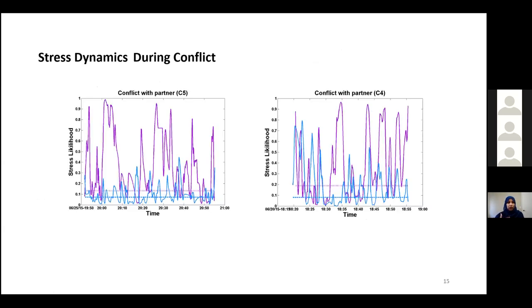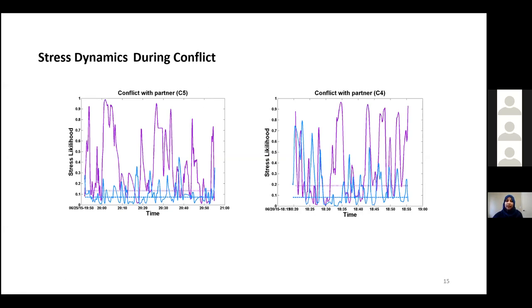Now, I will show some examples of how our physiology varies, or what the stress dynamics look like. So these are two examples from our participants who were involved in a conflict with their romantic partner. And this is the probability of stress at that moment. So we saw that this is partner one and this is partner two. The two colors show the two partners. And the purple color shows the probability is like one. She or he was highly stressed at that moment. And in the second figure, it shows that both of them were aroused, but maybe they were not aware of the stress arousal that was happening.